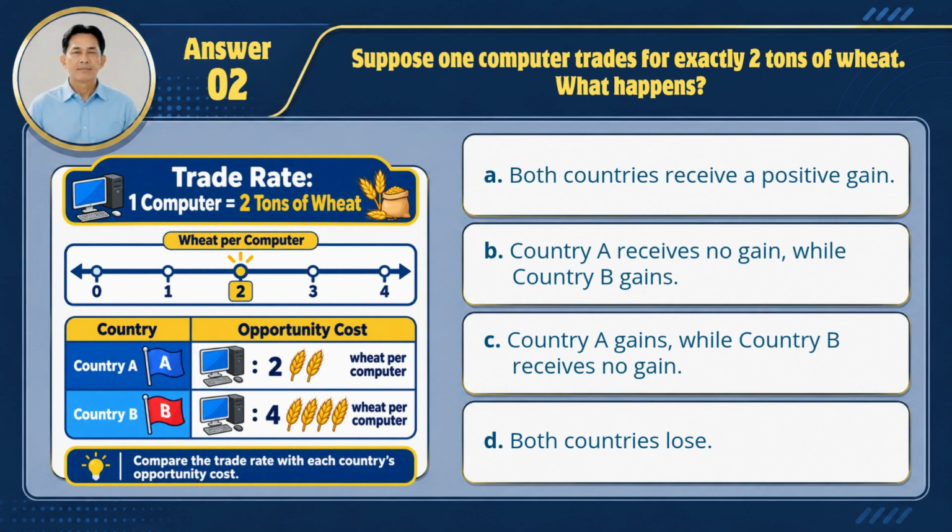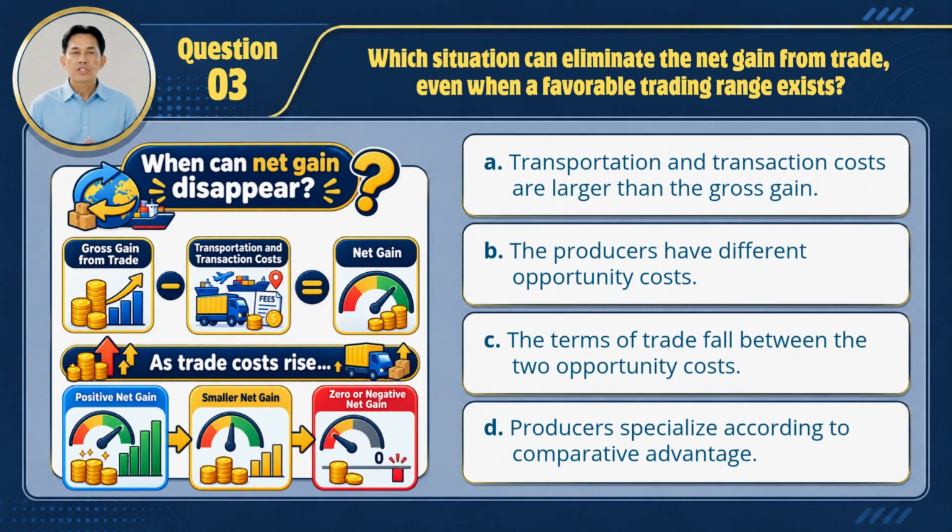The correct answer is B. Country A receives no gain, while Country B gains. Country A receives exactly what it gives up to produce one computer, so it has no positive gain. Country B benefits because it obtains the computer for 2 tons of wheat instead of giving up 4 tons through domestic production.